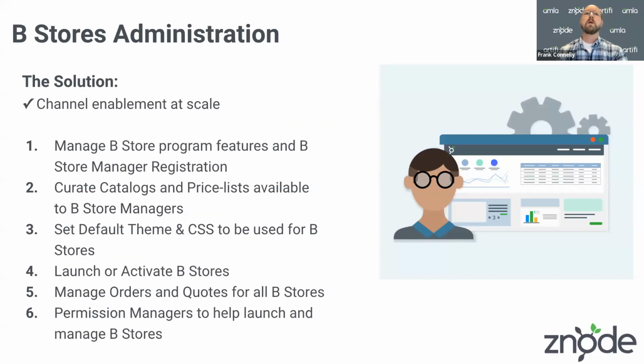So the solution is what we're calling channel enablement at scale. With the introduction of this B Store functionality, the administrators or the master distributors or manufacturers will be able to manage the B Store program according to their needs, and set up the registration to allow customers to be part of that program, right? They can curate catalogs and price lists. Like I had said, they're available in those B Stores for the B Store programs themselves, right?